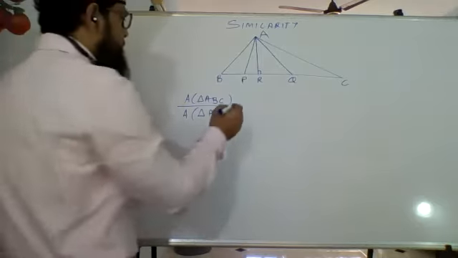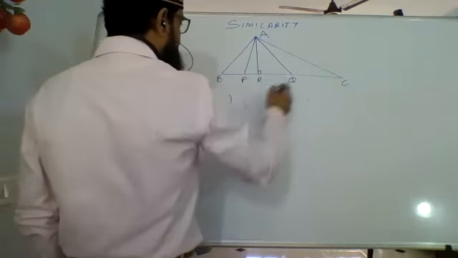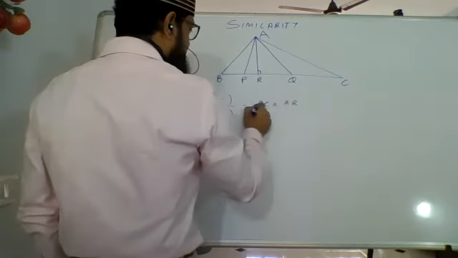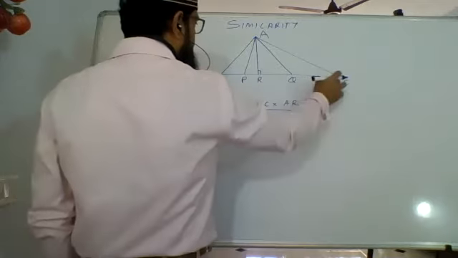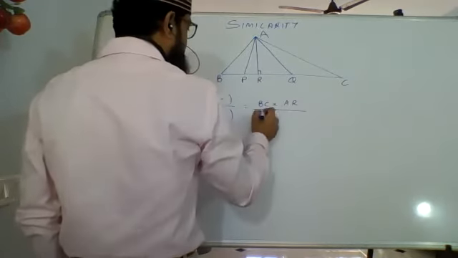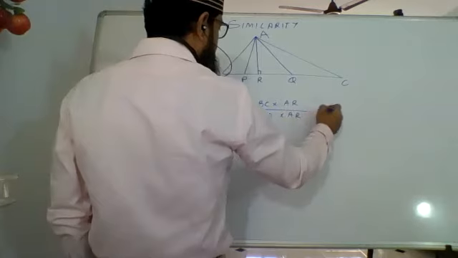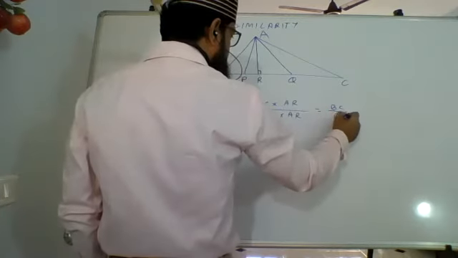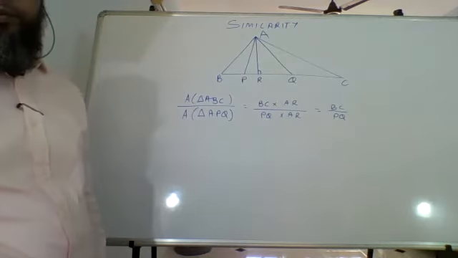Okay, so this is simple. What is area of triangle ABC? BC into AR. BC into AR upon APQ. PQ into AR. The base is PQ, again height is AR, and AR will cut. BC upon PQ. This is BC upon PQ.